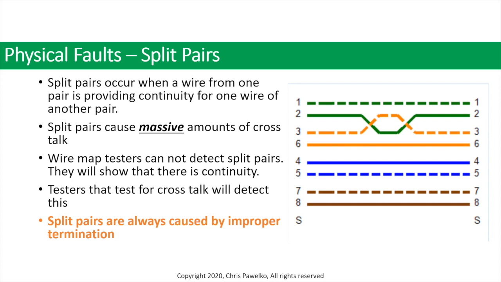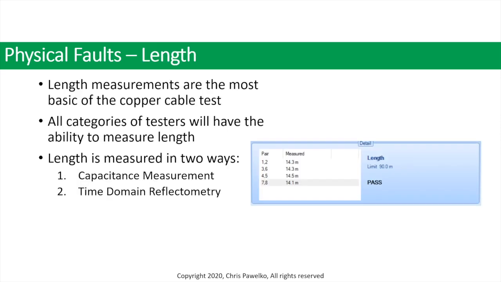Wire map testers cannot detect split pairs. This is a test that requires the ability for the tester to test for crosstalk. Wire map testers themselves will actually show that there is continuity, but there's a major fault with regards to crosstalk. So keep that in mind. Your normal wire map testers will not show a split pair fault unless they have the technology to detect crosstalk. Now, split pairs are always caused by improper termination. This has nothing to do with the cable or connectors; it has to do with how the cable was terminated. Now we're going to move on to length.